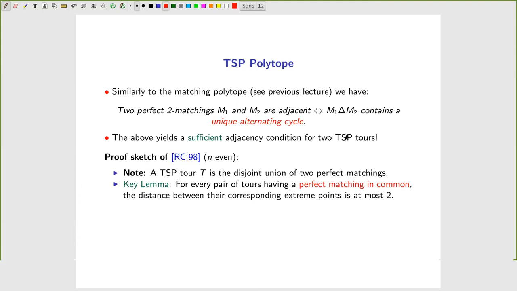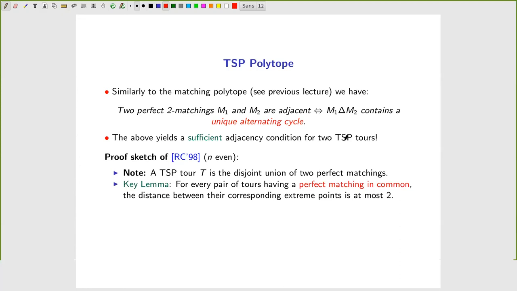And since the underlying graph is complete, what they show is that you can actually combine this set of even cycles in such a way that you can change from one to another by using a large alternating cycle, and this basically gives you a bound of two on the extreme points. But again, this needs a proof. I'm just giving a sketch.